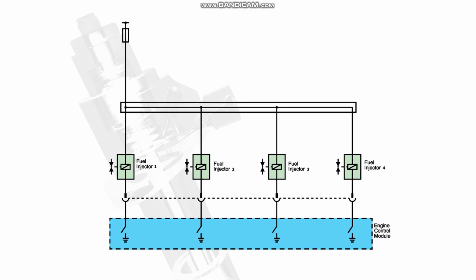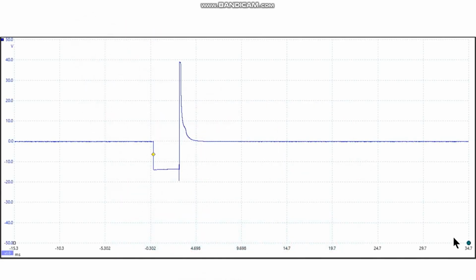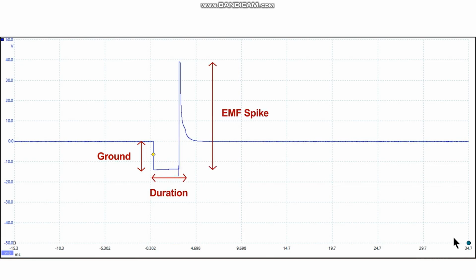Here's a schematic for the fuel injectors on this vehicle. A fuse supplies a common 12 volts to the injectors, which are controlled by a ground from the ECM. This is an oscilloscope pattern for a good injector circuit. The waveform shows the injector receiving a ground from the module for the appropriate duration. When the ground is removed, there will be a back EMF spike.